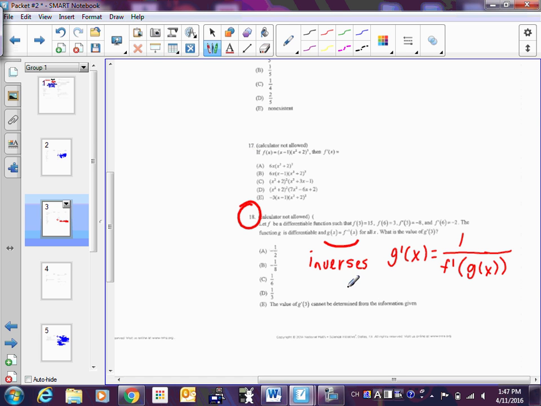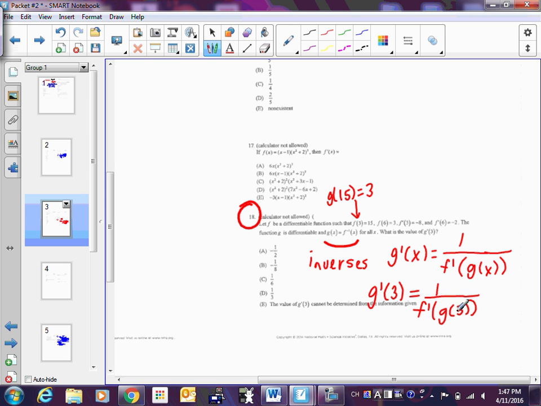So we're looking for g prime of 3 in this case. So we're going to do 1 over f prime of g of 3. Okay, now they do not come right out and tell you what g of 3 equals, but they give you information to find out. And it has to do with inverses again. So look right here where this says f of 3 equals 15. What that means is that g of 15 equals 3. That's what inverses is. You just switch the x and y.